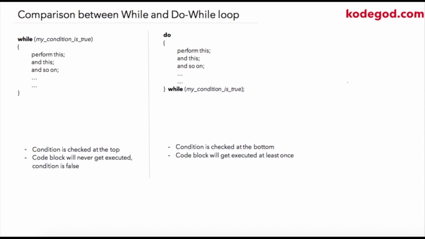Why do we need two different loops, do while and while? So I'm going to explain the basic differences between these two. First, the condition in a while loop is checked at the top, and in the case of do while, the condition is checked at the bottom of the code block. In the case of a while loop, the code block will never get executed if the condition is false. However, in the case of a do while loop, even if my condition is false, the code will get executed at least once.